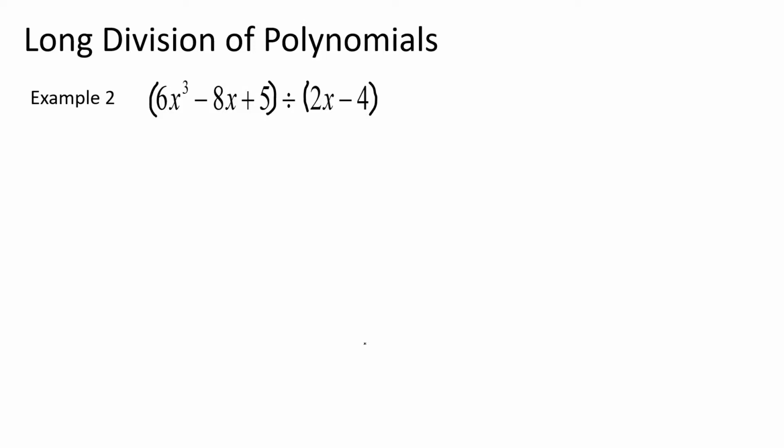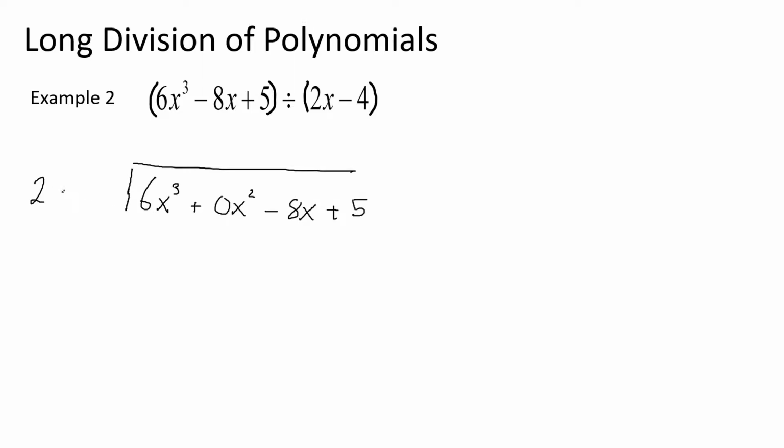6x cubed minus 6x plus 5 divided by 2x minus 4. So once again, we're going to try to put them into the division symbol. So we have 6x to the third. Notice that you're missing an x squared value, so we're going to put a placeholder of 0x squared minus 8x plus 5. And we're dividing this by 2x minus 4.